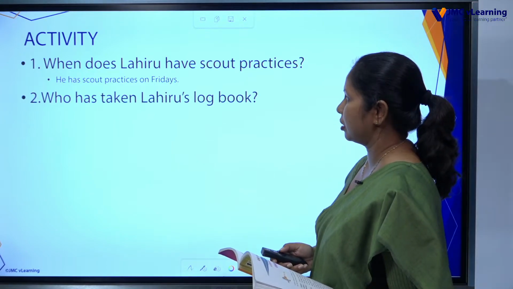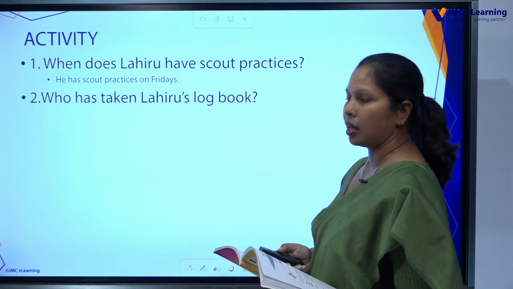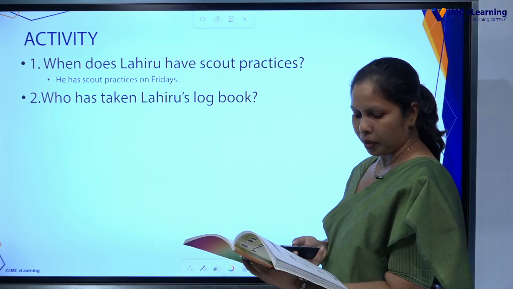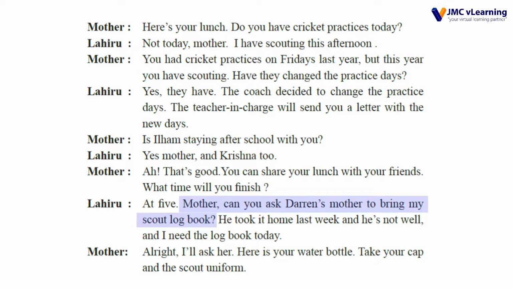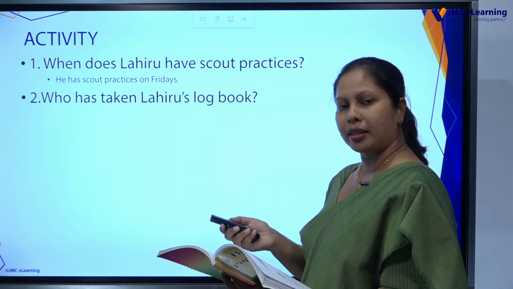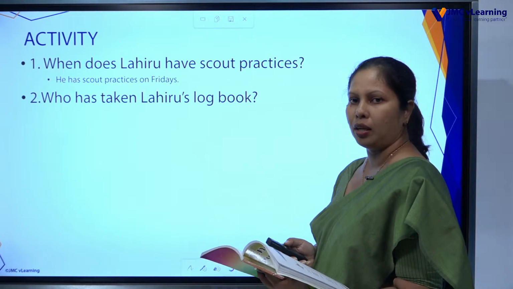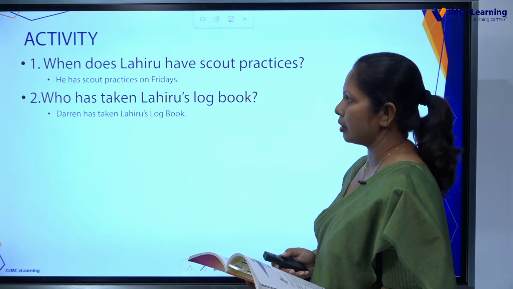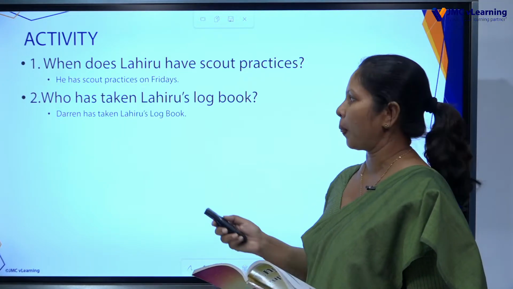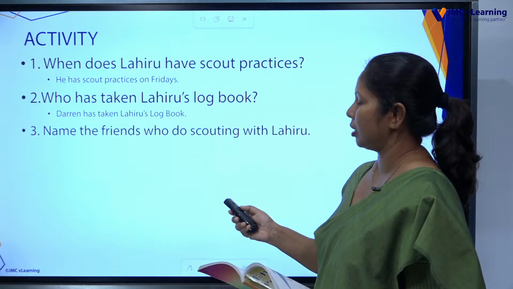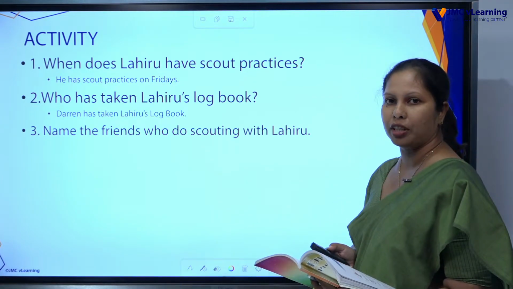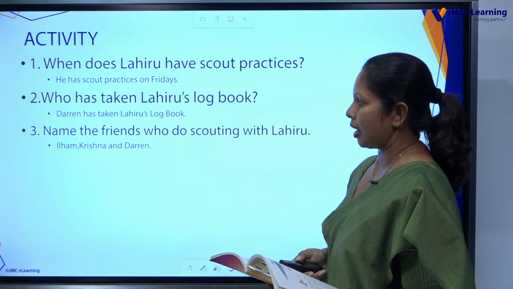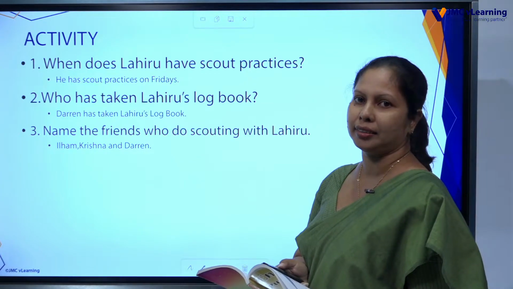The next one. Who has taken Lahiru's logbook? In the conversation, Lahiru is saying, mother, can you ask Darren's mother to bring my scout logbook? So that means Darren has taken Lahiru's logbook. The next question. Name the friends who do scouting with Lahiru. The friends are Ilham, Krishna and Darren.